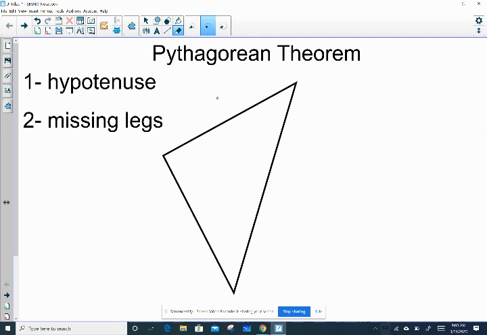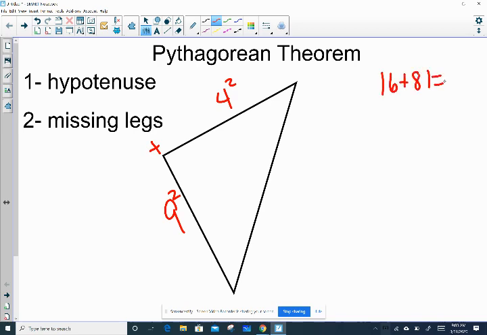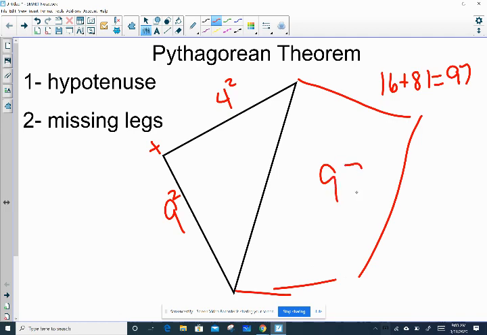Okay, so in the past we've said, well, if A is 4 and B is 9, then we square this, we square this, we add them together. So we have 16 plus 81 equals 97. So the area of this square is 97. So that means that the length of this is the square root of 97 because 97 is an irrational number.